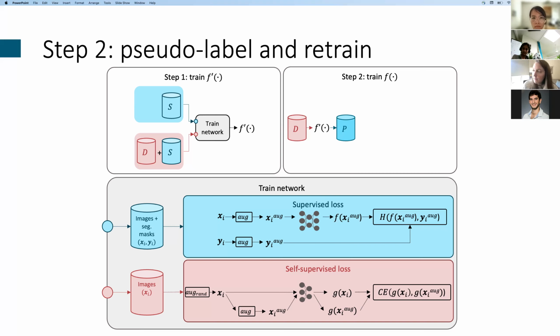But we get some pseudo-labeled data P, we join that with the manually labeled data, and then we use the same exact process. So we do keep the self-supervised loss, but the supervised loss has access to more data now because it has the pseudo-labeled data available. And so that training process produces our final segmentation network F, which is expected and observed to be higher performing than F prime because of that access to the pseudo-labeled data. You have more supervised pixels to learn from.